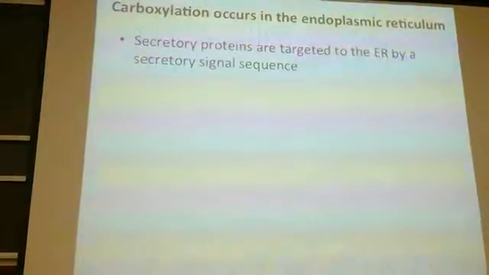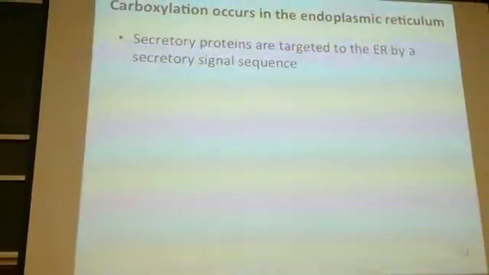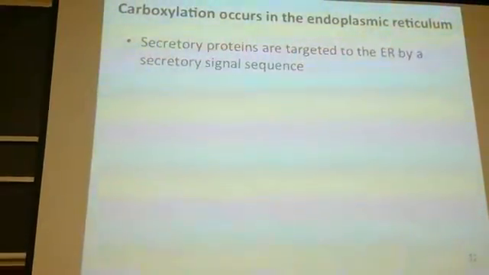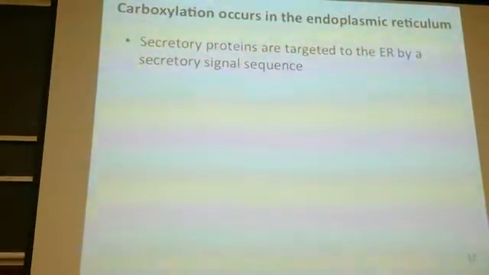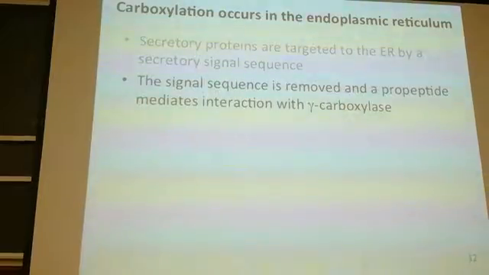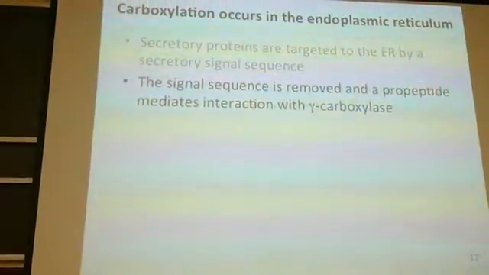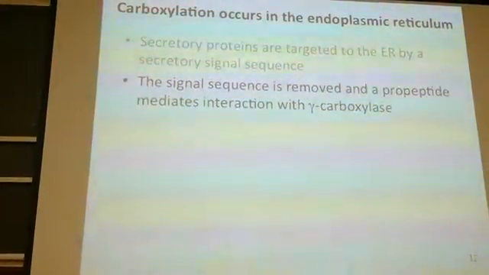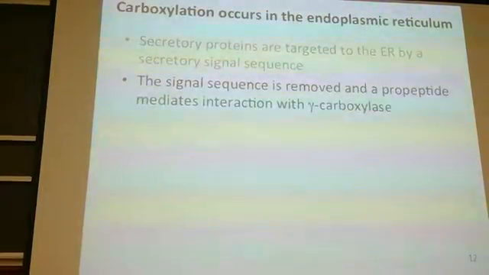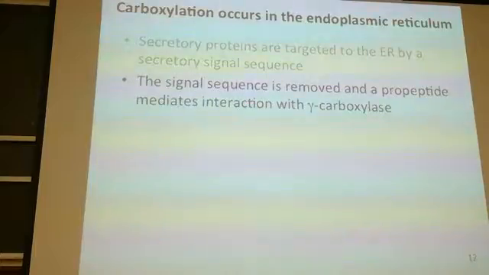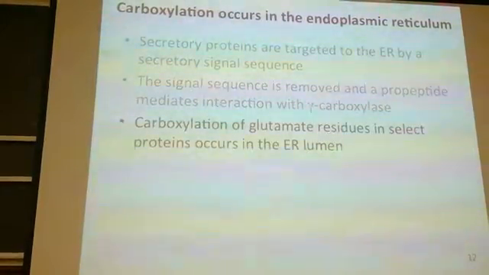So, key points to this carboxylation reaction. We have secretory proteins that are being targeted to the ER by the N-terminal secretory signal sequence. This is usually removed co-translationally, and it's followed by a propeptide sequence which mediates the interaction with gamma carboxylase. This is important because it tells the enzyme gamma carboxylase which proteins to modify. So it doesn't modify every protein, just the ones with this propeptide sequence.